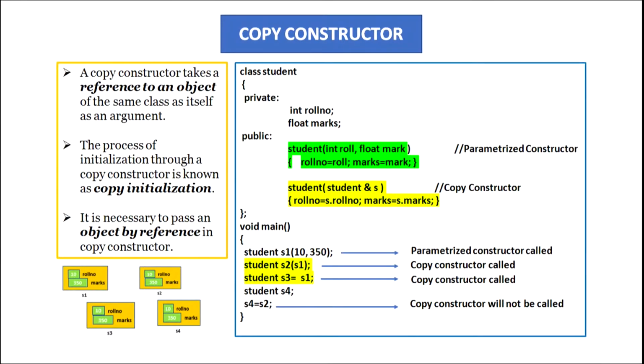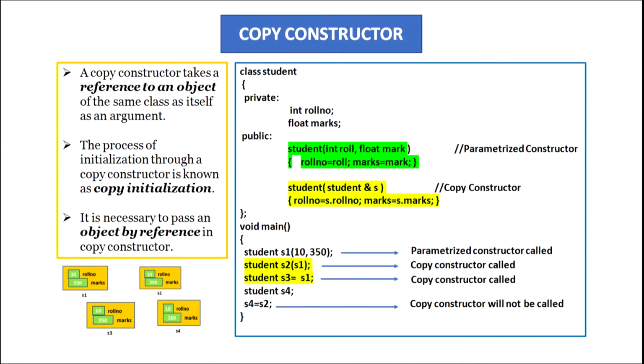Copy constructor. A copy constructor again takes parameters, but the parameter here is a reference to an object of the same class. So, let us understand it with the help of an example. So, we are taking the example of class student again, which has two data members, roll number and marks as private data members. Now, in the public section, we are first declaring the parameterized constructor student int roll comma float mark, and in the body roll number equal to roll and marks equal to mark.